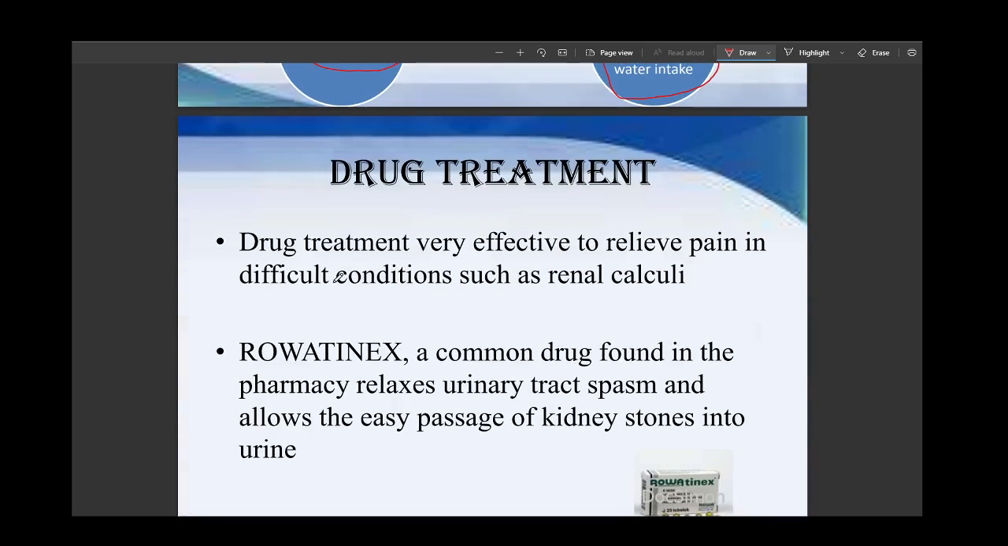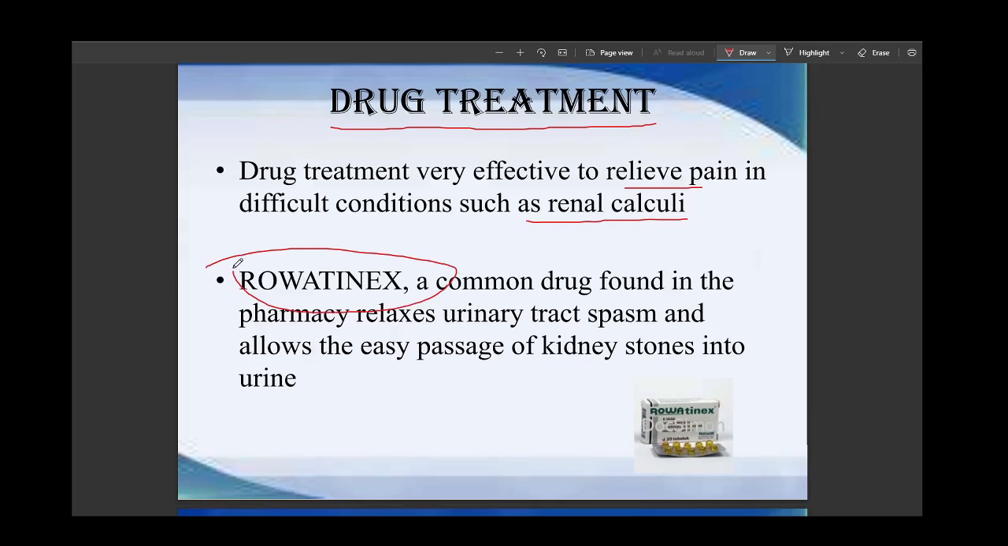Drug treatment is very effective to relieve pain in conditions such as renal calculi. This is the drug Ropacinex. It relaxes urinary tract spasms and allows the easy passage of kidney stones into the urine.